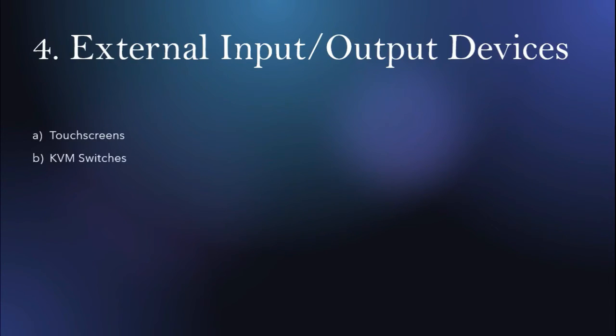KVM switches. A KVM switch is used when you need to use more than one physical computer, but only have one mouse, keyboard, and screen to plug into them. They come in various models and allow you to control one computer at a time. Server rooms and laptop docking stations are common uses of this switch.